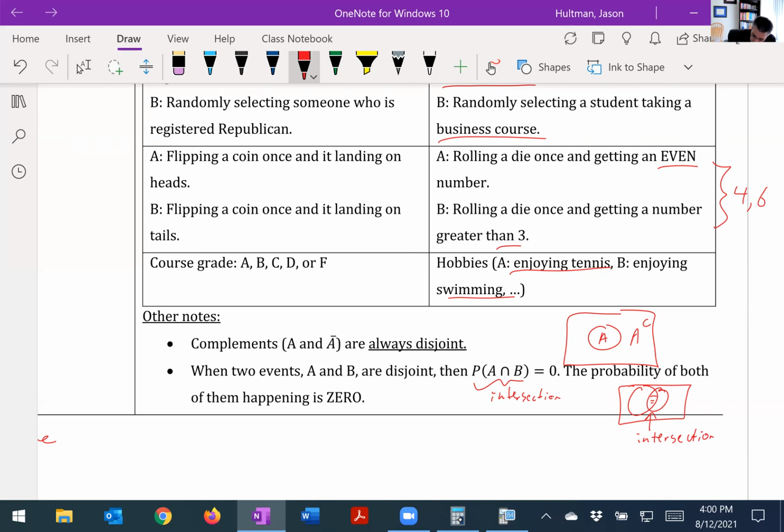If they're disjoint, then what does that mean? That means that there is no intersection. The probability of both of them happening is 0. So there's no intersection if disjoint.